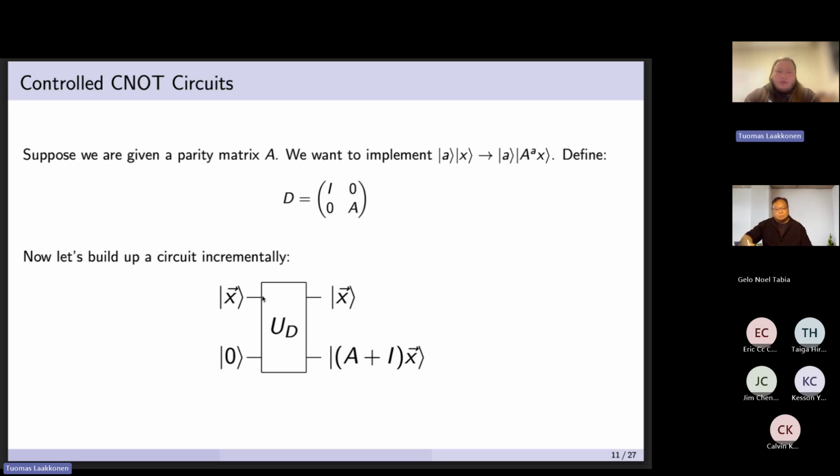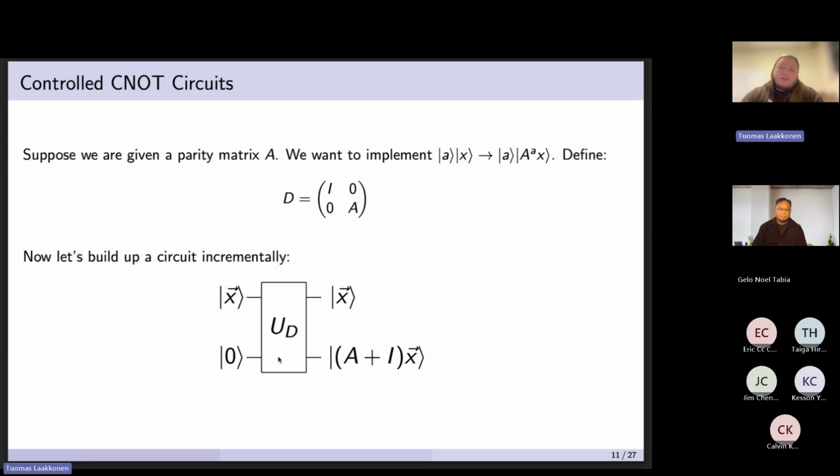If we start with the target register, x, and some ancillas, which I'll initialize as all zeros, and we apply this UD operation, then this will act on the bit strings linearly. What we'll get out is that the top register, the input register, won't change, and the bottom register will get A plus I times x. Oh, sorry, I made a typo here, but this is ultimately what we want to end up with.